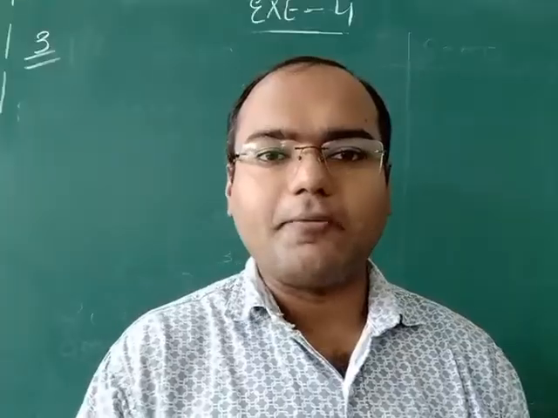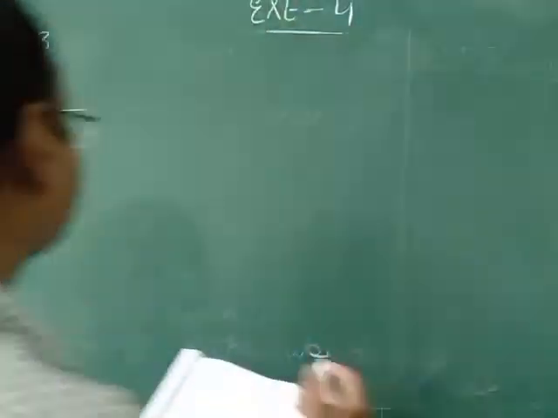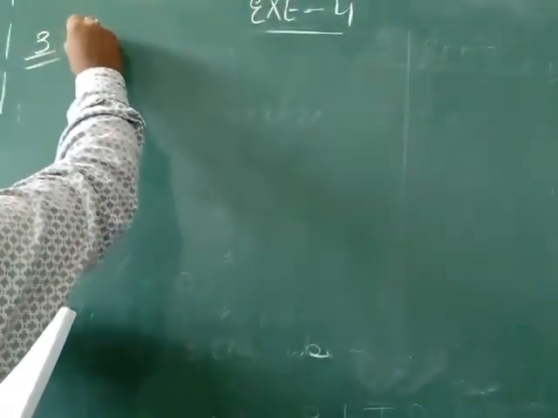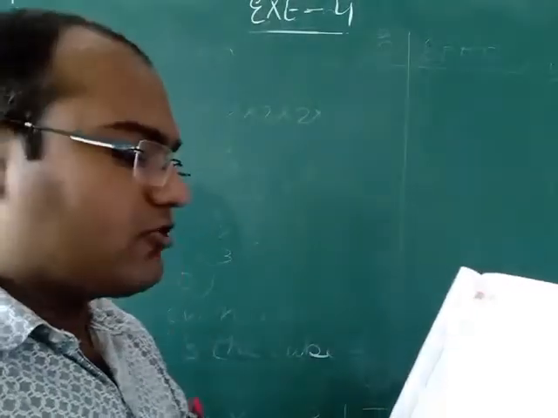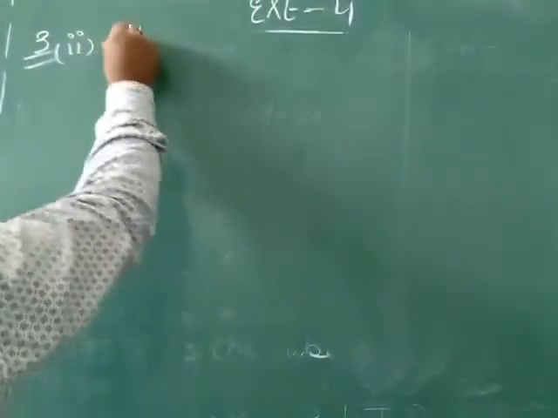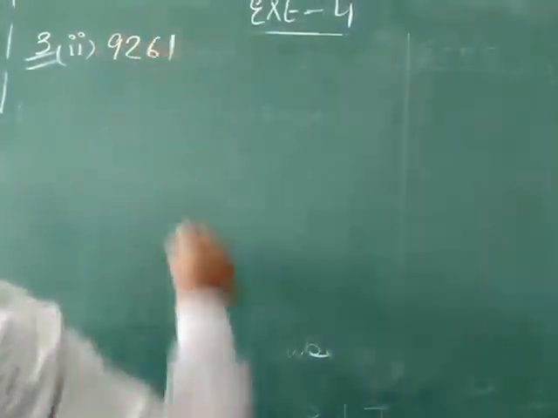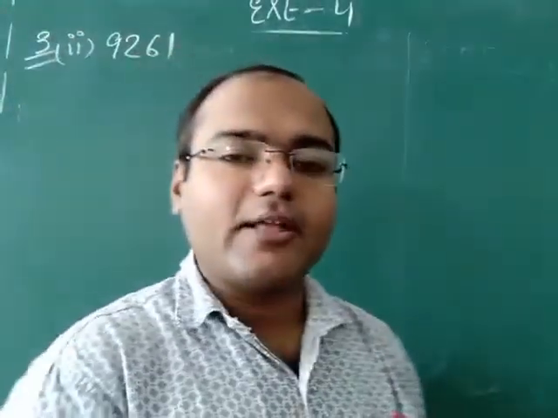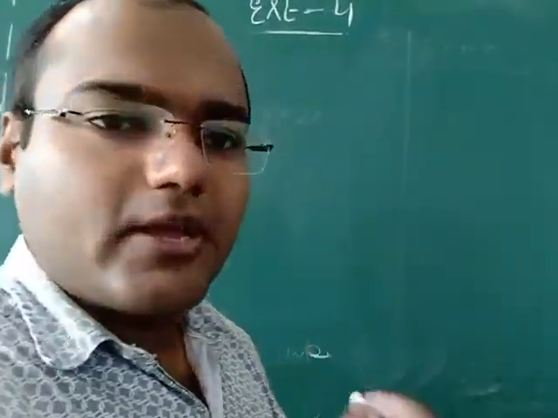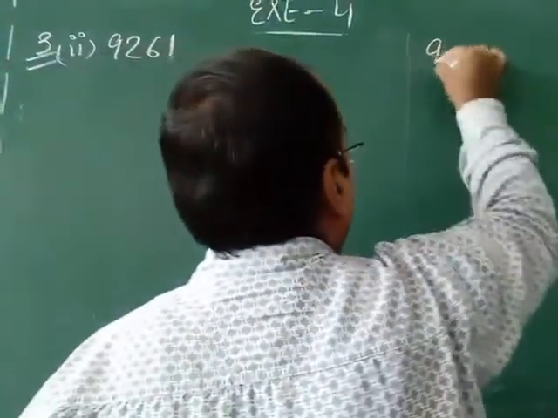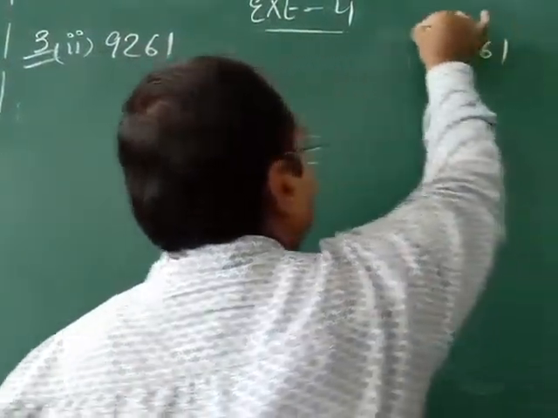Now come to the second part. 9261. In order to check whether it is a cube of an even or odd number, first of all you have to take the prime factors of 9261.